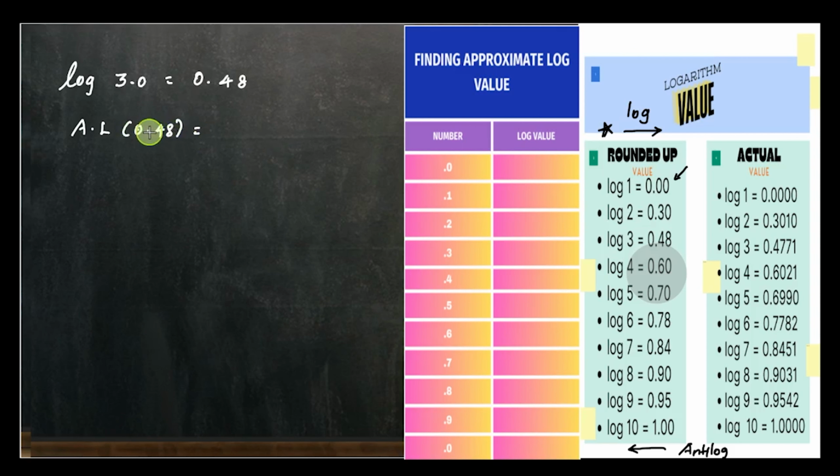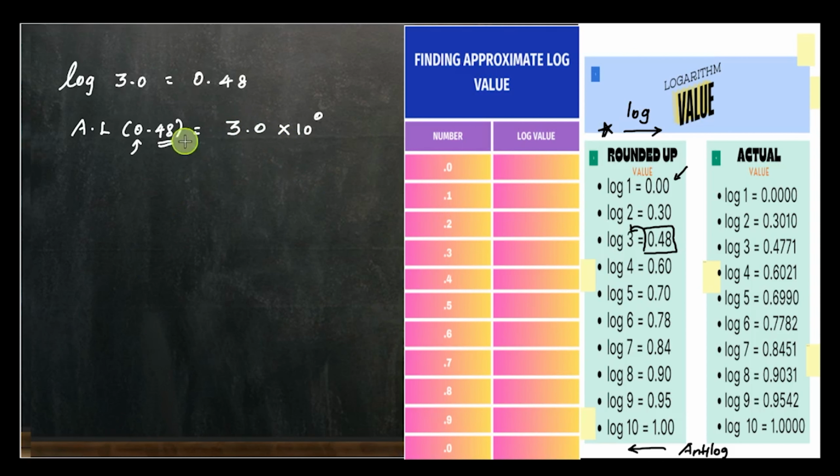Very simple. Whatever number you have before the decimal place, raise 10 to that power. I have 0 here, so I'm raising 10 to the power 0. Now, take this 0.48 and match it here. This 0.48 is here. Locate it. Locate the value of 0.48. So this value corresponds to log value of 3. So here what I have to write is 3.0.